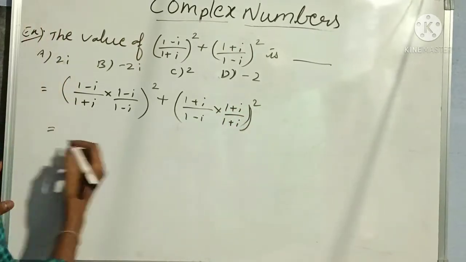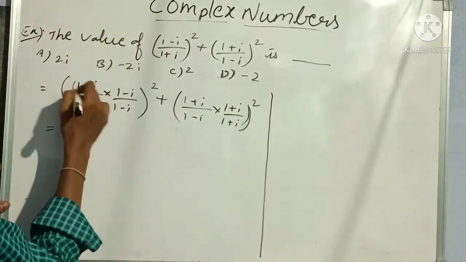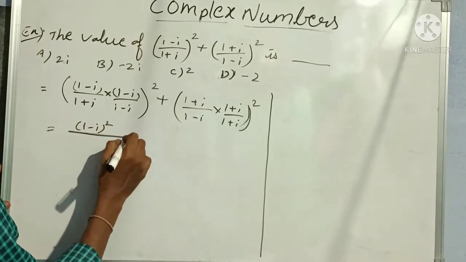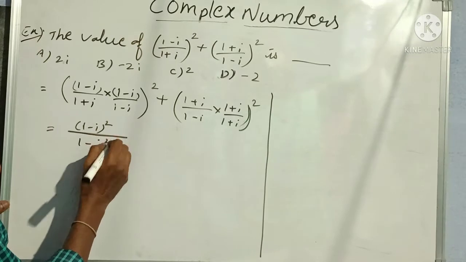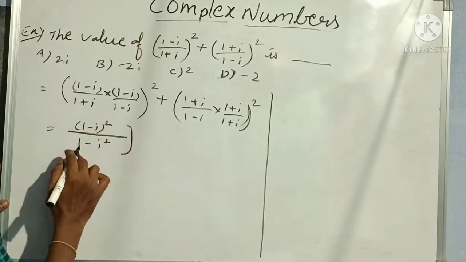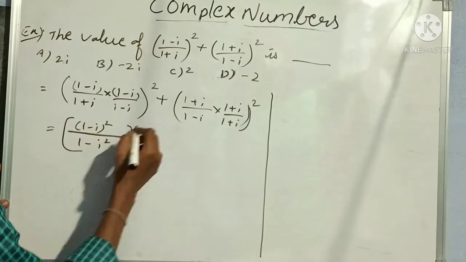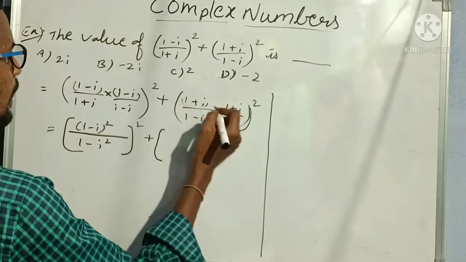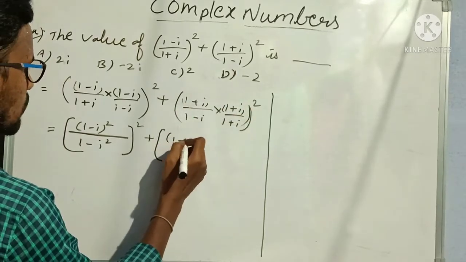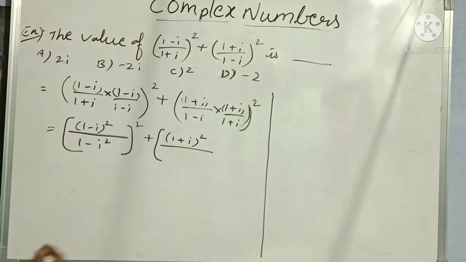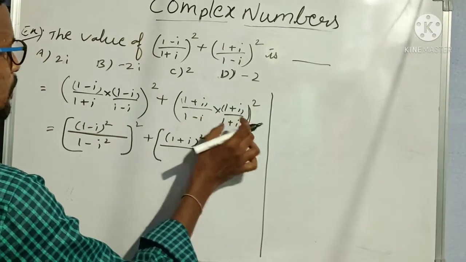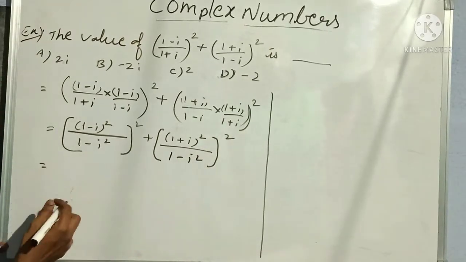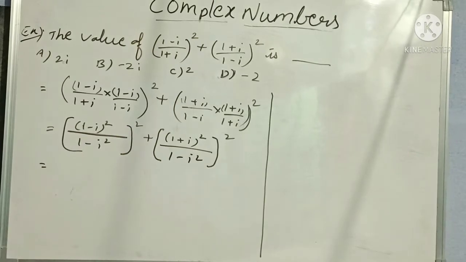Okay, so that is equal to, a minus b into a minus b is a minus b whole square, so 1 minus i whole square by a plus b into a minus b, a square minus b square, so 1 whole square is 1, minus i whole square is i square, by whole square plus of, again 1 plus i into 1 plus i, a plus b into a plus b, so a plus b whole square, 1 plus i whole square by, so now a minus b into a plus b, so again here also a square minus b square whole square.